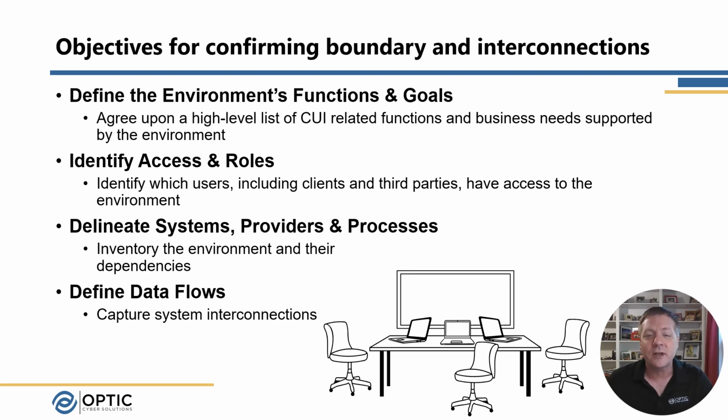And then after we start thinking about the system processes, we need to figure out, how is the data moving in the environment? How are we getting it from one place to another so that we can support those business functions? Because remember, CMMC is not just about making sure that we can secure a system. It's making sure that we can secure the system that's processing CUI for the delivery of the contract itself.